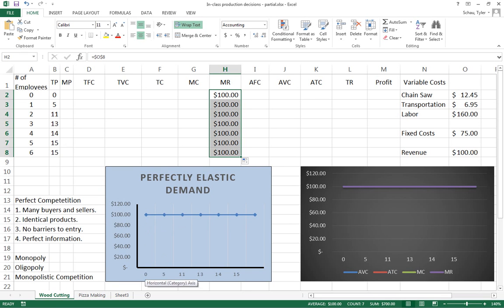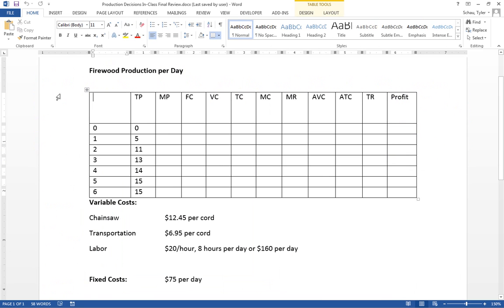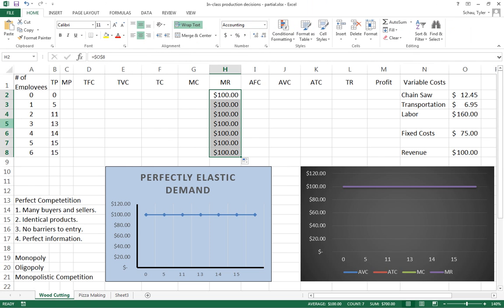Okay, and so the idea here is this: here we're selling firewood. If you kind of read into the problem here, okay, we're selling firewood. Notice firewood production per day, and we're assuming this is going to be a perfectly competitive industry, by the way. All right. And so if you are able to sell 5 cords of firewood in the market today, it's going to bring $100. And if you can bring 11, each one of those 11 is going to bring $100. And if you can bring 13, each one of those 13 is going to bring $100.